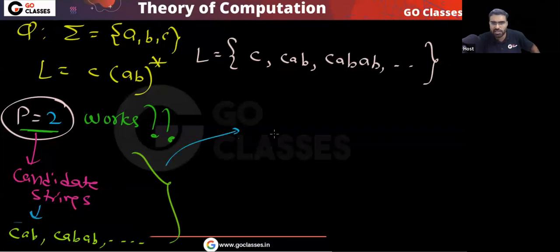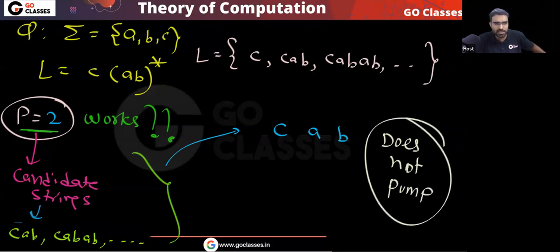Again, you can easily notice, if you take this string CAB, then this will also violate. I can say that this violates, or that this will not pump. Yes or no? This string does not pump. Why does this string not pump?